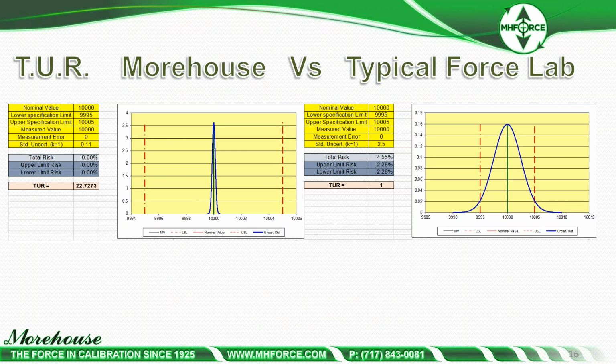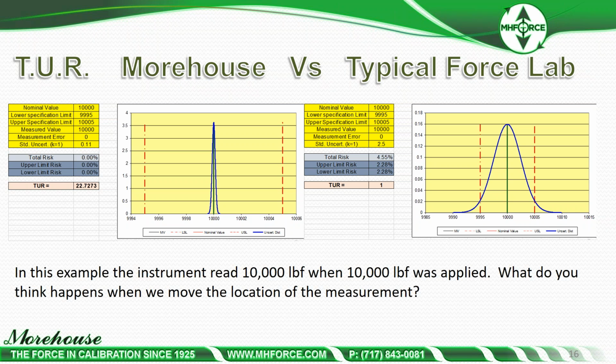If we look at this graphically, what does this mean? When we start looking at risk, then you start talking about test uncertainty ratios. If we look at this same scenario graphically, a TUR done by primary standards on this equipment is going to be about 22.72 to 1, whereas that secondary force lab is going to be about 1 to 1. And it all depends on what the specification limit here is. This one's 0.5%. Actually, this one's 0.5. So in this example, the instrument read 10,000 when 10,000 was applied.